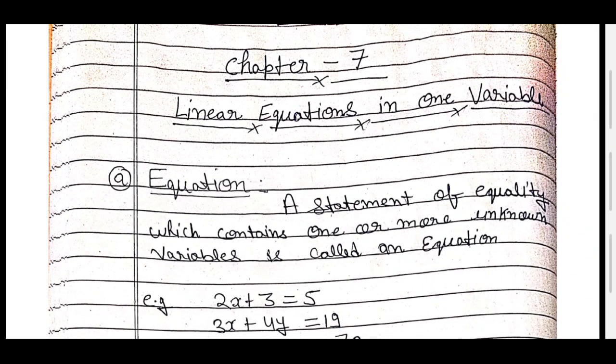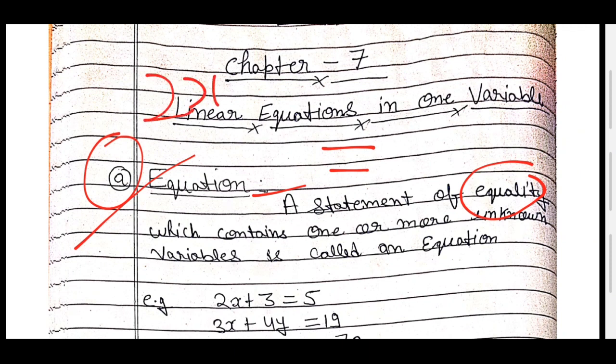Summary definition. What is the meaning of equation? Mathematically or by definition, a statement of equality which contains one or more unknown variables is called an equation. You have one statement representation, like 2x plus 3y. A statement of equality means just an equal sign, which contains one or more unknown variables. Unknown means you don't know the value of x and y, that's why it is known as the unknown variable.